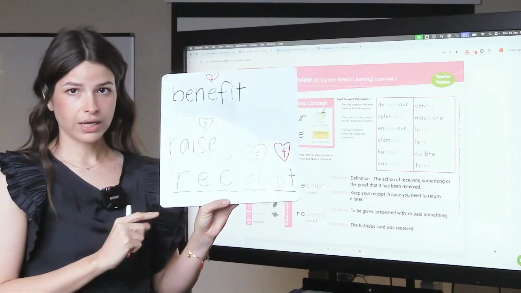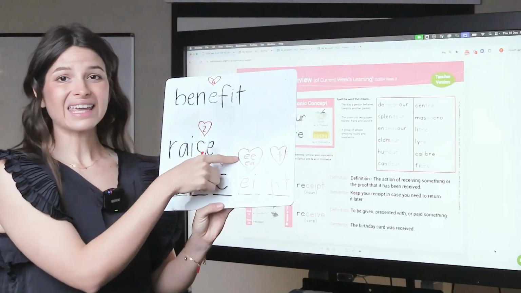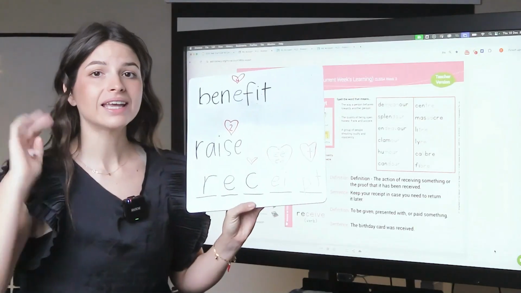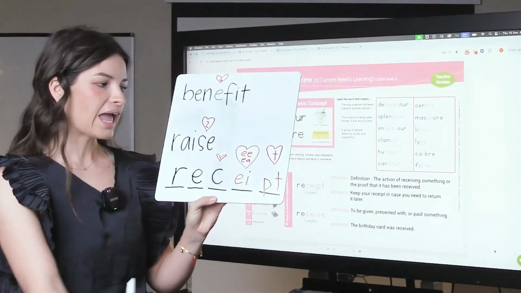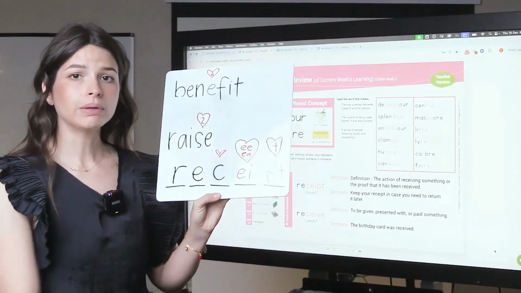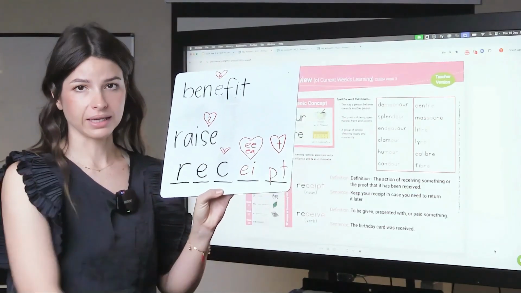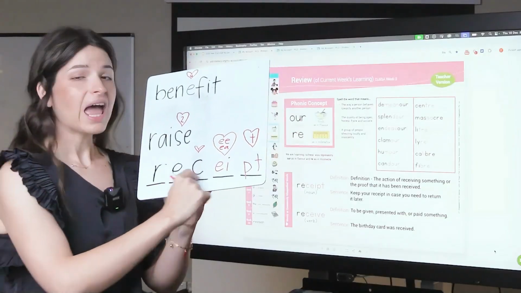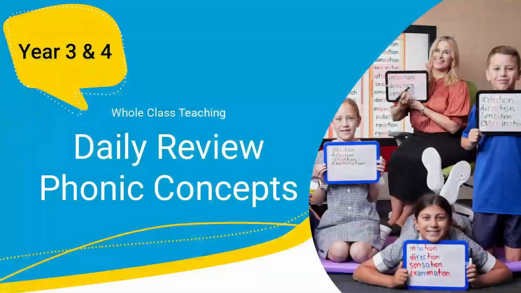So let's go over the tricky parts. We say it like E, but we write it with the letters EI. That's right. And we say it like T, but we write it with the letters PT. Write yours down as a whole word underneath.